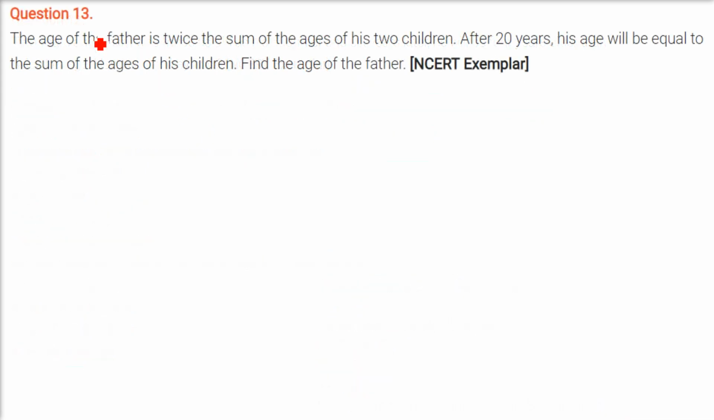The age of the father is twice the sum of the ages of his two children. Now we'll do it another way. This is the same question we did earlier, but here we'll do it in a different way. Let the age of father be x, one son's age be y, and the other son's age be z. The age of father, x, is twice the sum of the ages of the two children, y and z. This is our first equation.